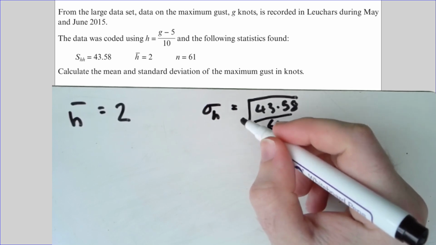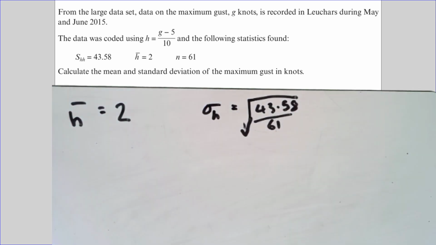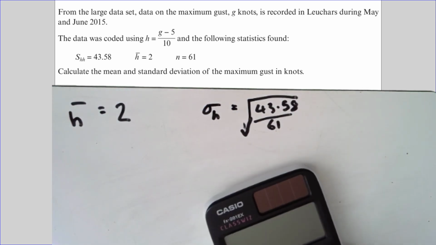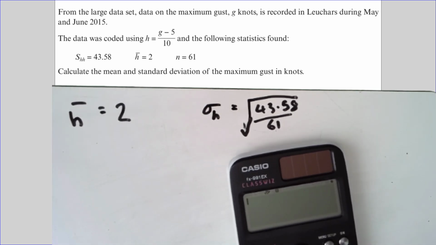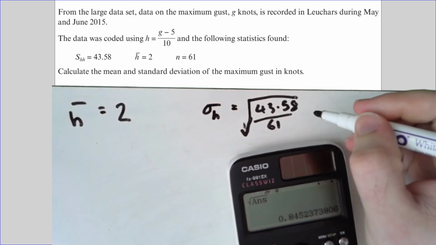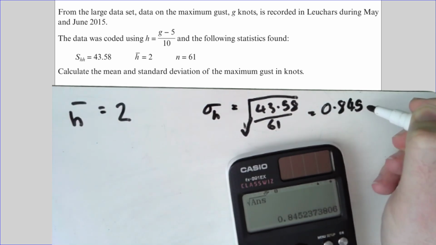And this square root, I'm just going to change my square root a little bit, is everything, all of that inside the square root. So putting this in a calculator, we have, let's just go back to option 1, 43.58 divided by 61. I'm going to press equals and then I'm going to square root answer, which gives us an answer of 0.845.